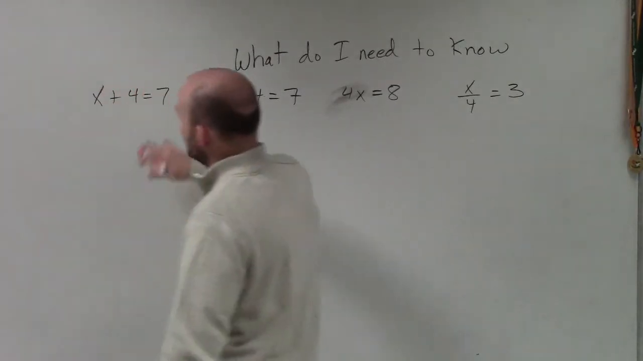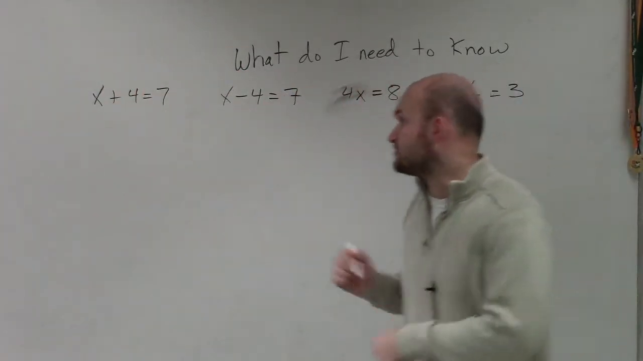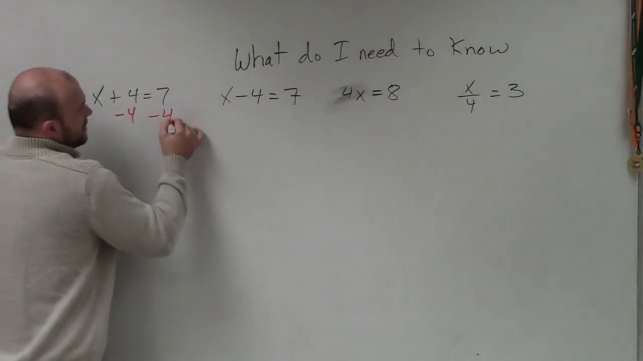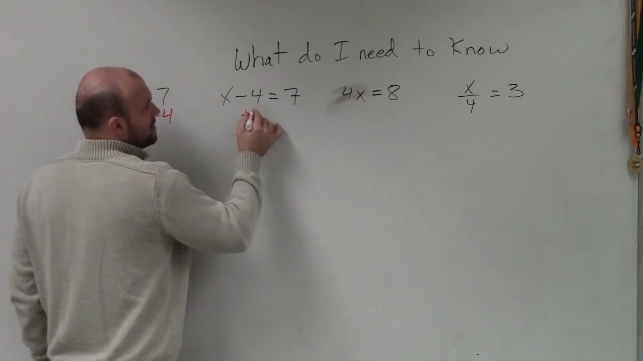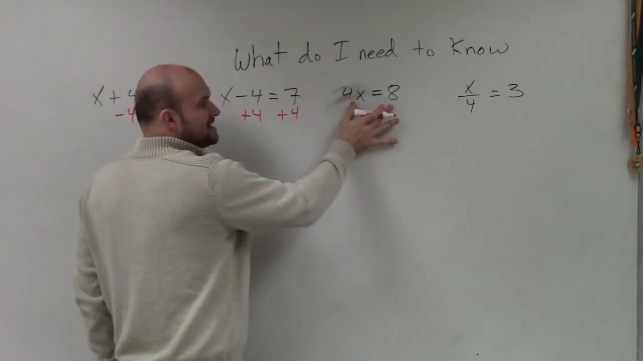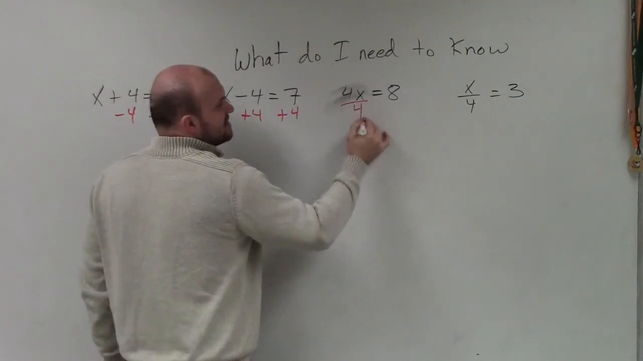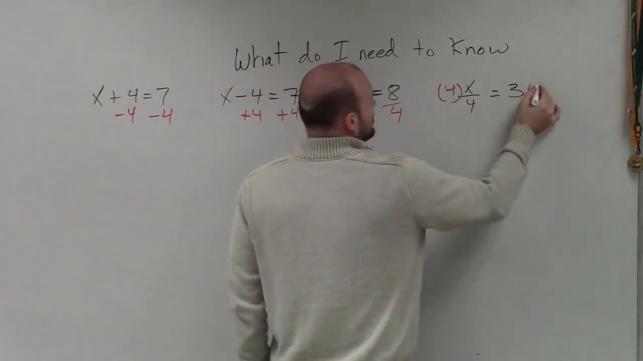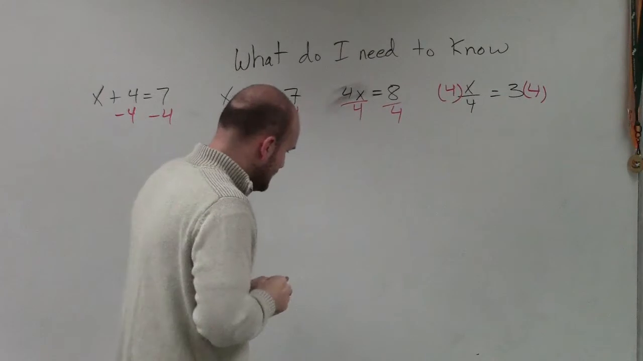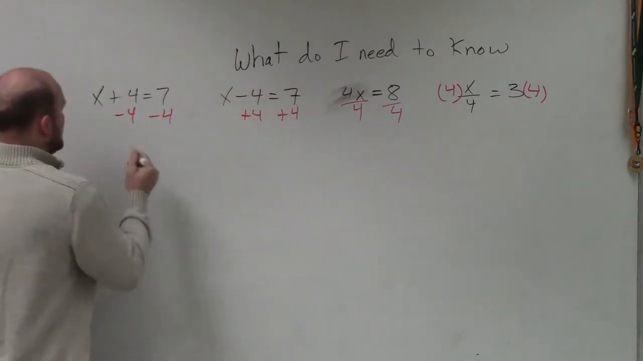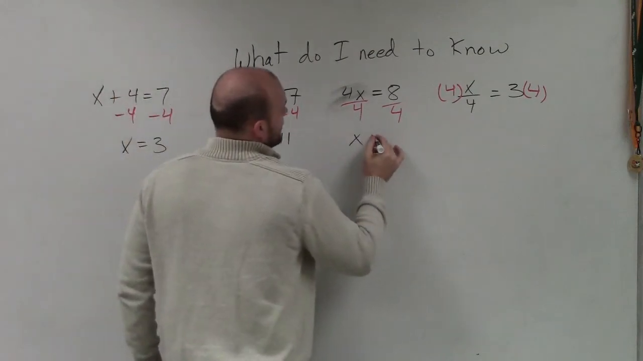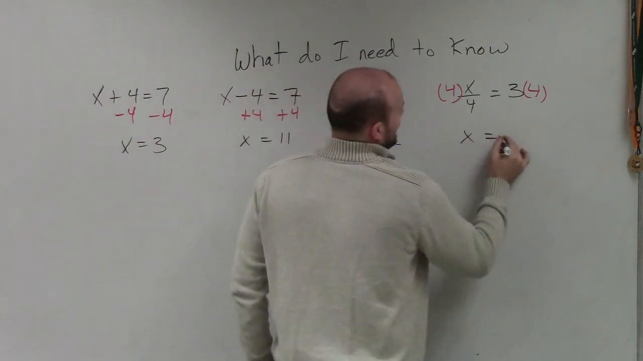So in this case, I'm just going to go back through what you learned in Algebra 1. The opposite operation of adding 4 is subtracting 4. The opposite operation of subtracting 4 is adding 4. The opposite operation of multiplying by 4 is dividing by 4. And the opposite operation of dividing by 4 is multiplying by 4. Right? So when we do all these, we get all these different answers: x equals 3, x equals 11, x equals 2, and x equals 12.